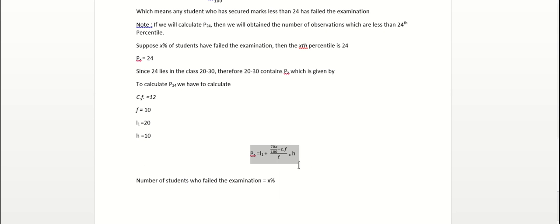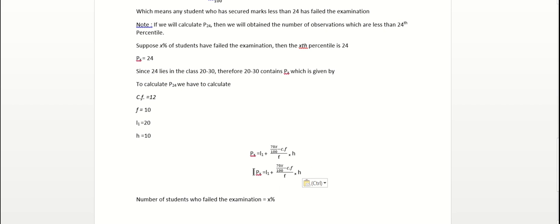This is the formula. Px is 24 because we know that the students who have secured less than 24 will fail the exam, so that's why we are writing 24 here. We don't know the number of students who failed, so at the place of n we are writing x. Here L1 is 20, 70x by 100 would remain the same, CF is 12, frequency is 10 and H is also 10. So now we will solve it.